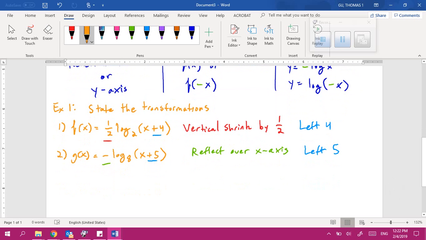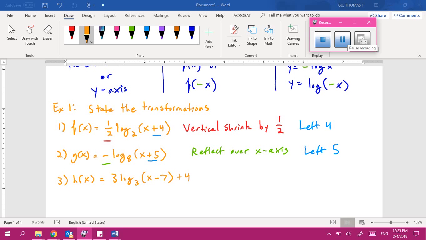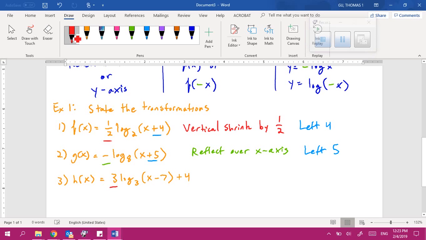And the last example of this type of question, 3, is going to be h of x equals 3 times the log base 3 of x minus 7 plus 4. All right, who will volunteer themselves to give the first transformation? Adelina. Vertical stretch. Vertical stretch by? 3, that's right. Vertical stretch by 3.